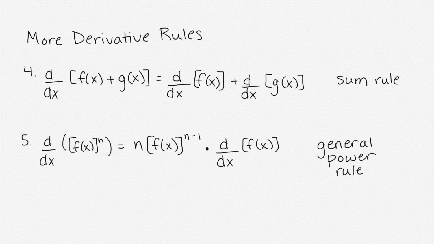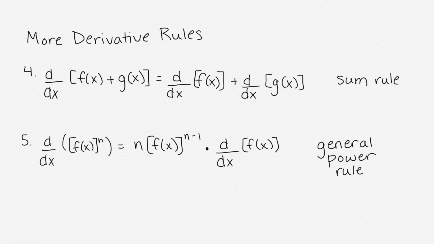The second rule here is the general power rule, which says that if we have a function raised to the power n, then the derivative is n multiplied by the function raised to a power of now n minus 1, and then all of that multiplied by the derivative of the inner function.